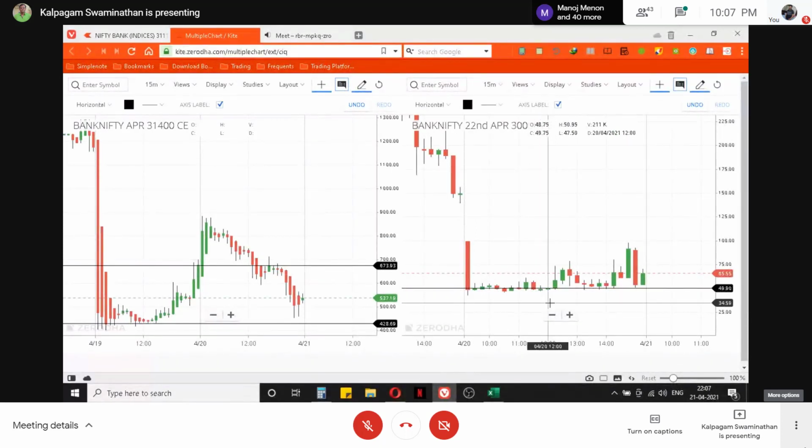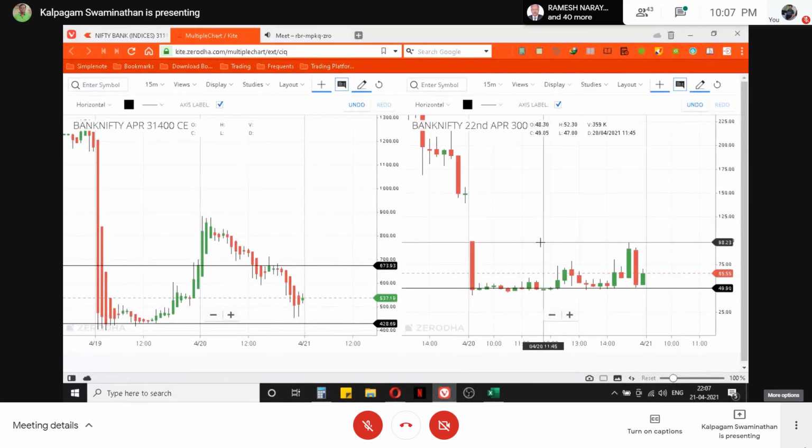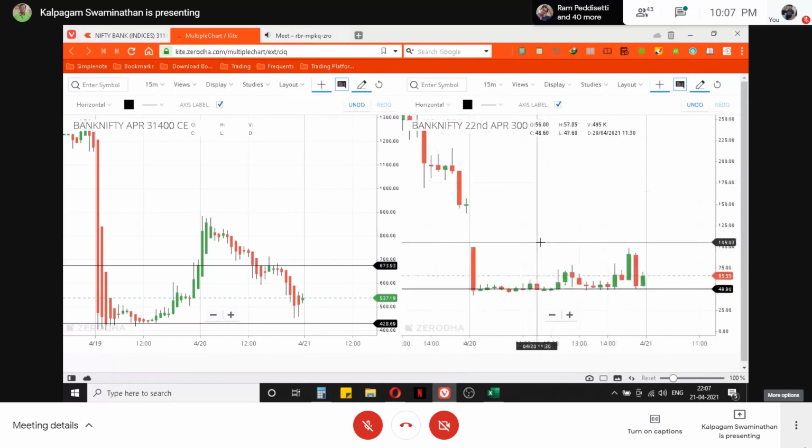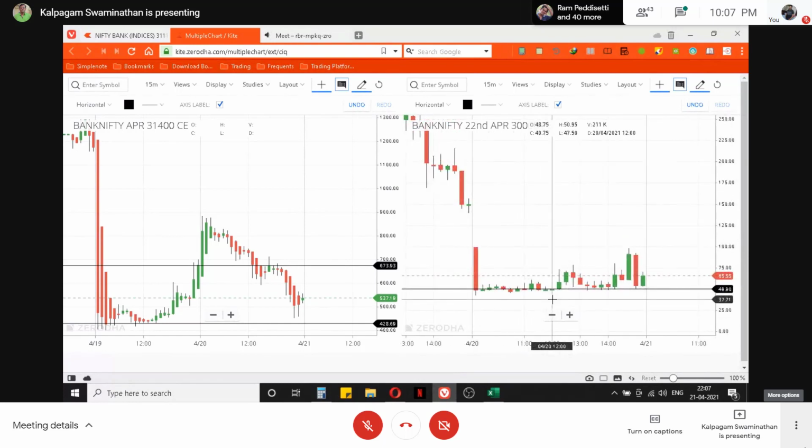Then again I get an entry at this. Correct. My low is 47.5. Maybe I'll keep my stop loss at 47.25 or whatever, a slight buffer. I just let the trade run. Until the stop loss hits, I'm not going to think about exiting a trade or taking another trade on the opposite side. Once I'm in this PE trade, I have no business to look at a CE trade, even if I get signals, unless this stop loss is hit.